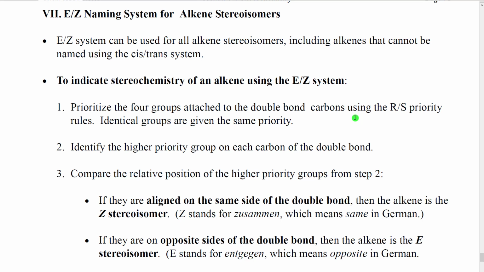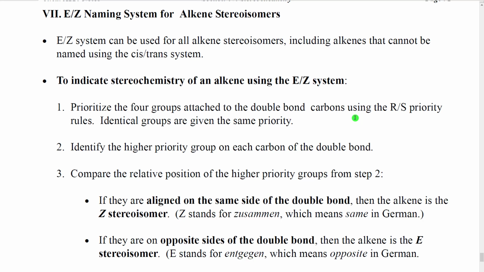The last topic we're going to look at in this section is how to name alkene stereoisomers. Now, we've already talked about using the cis and trans designation for alkene stereoisomers. However, the problem with cis and trans is that because of the way it works, there are some alkene stereoisomers that can't be named cis and trans.